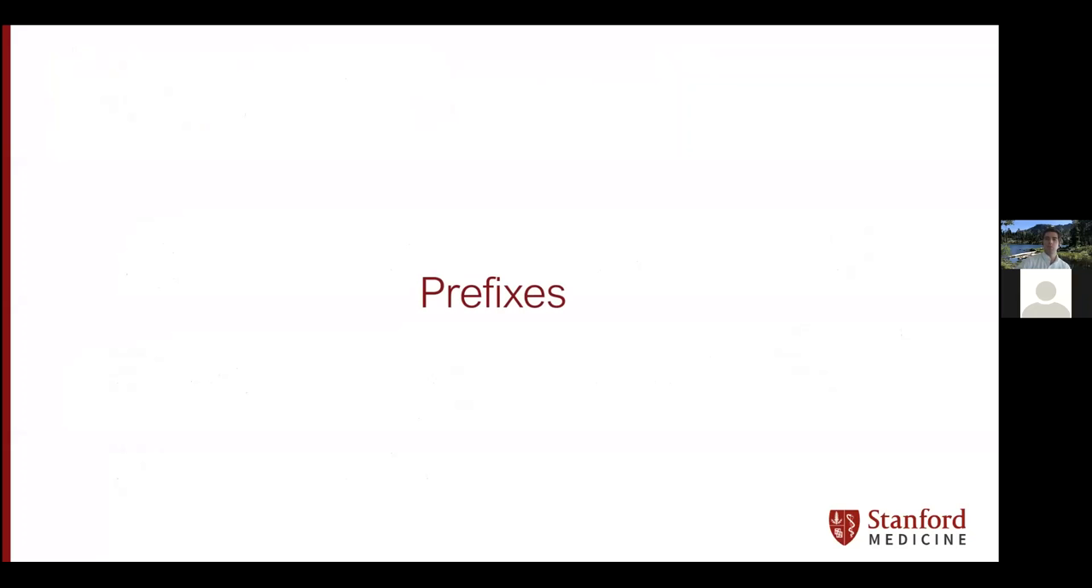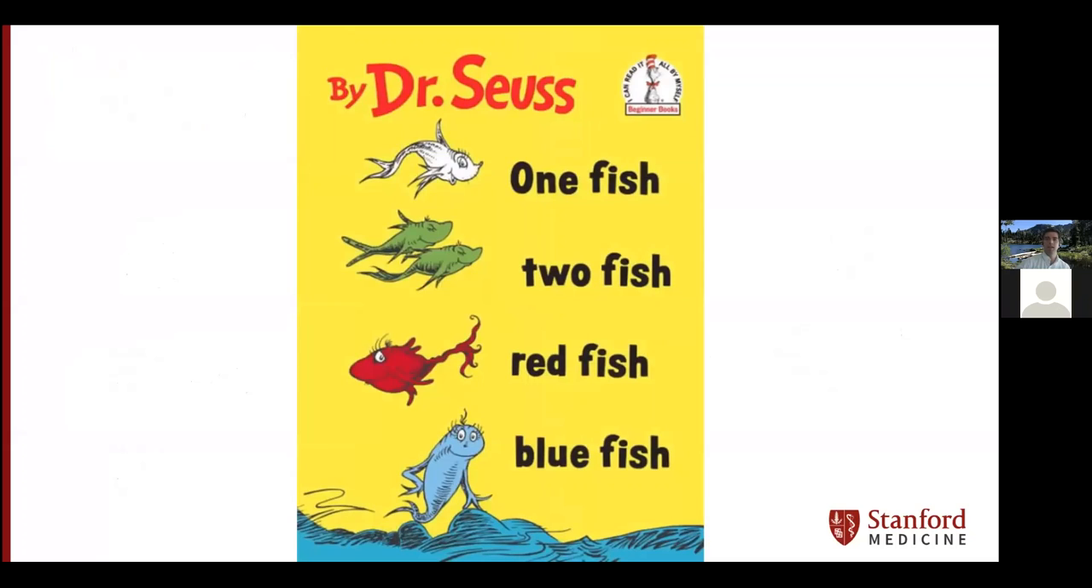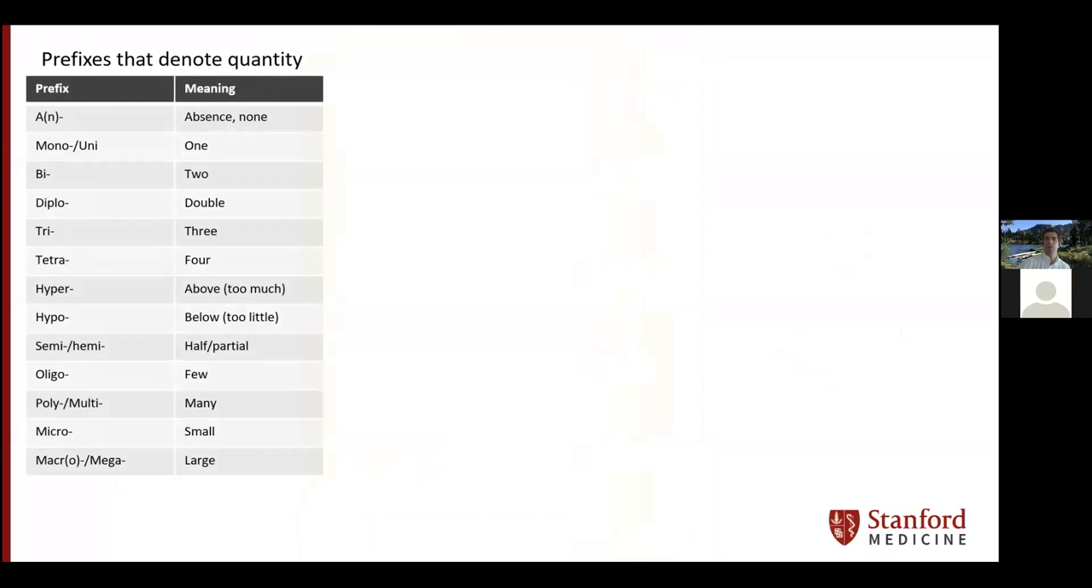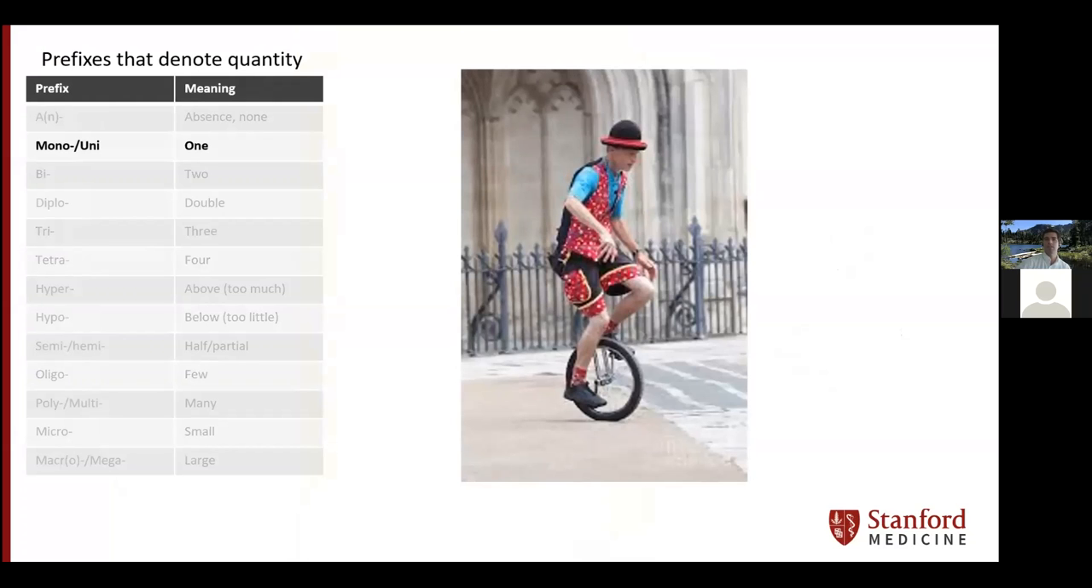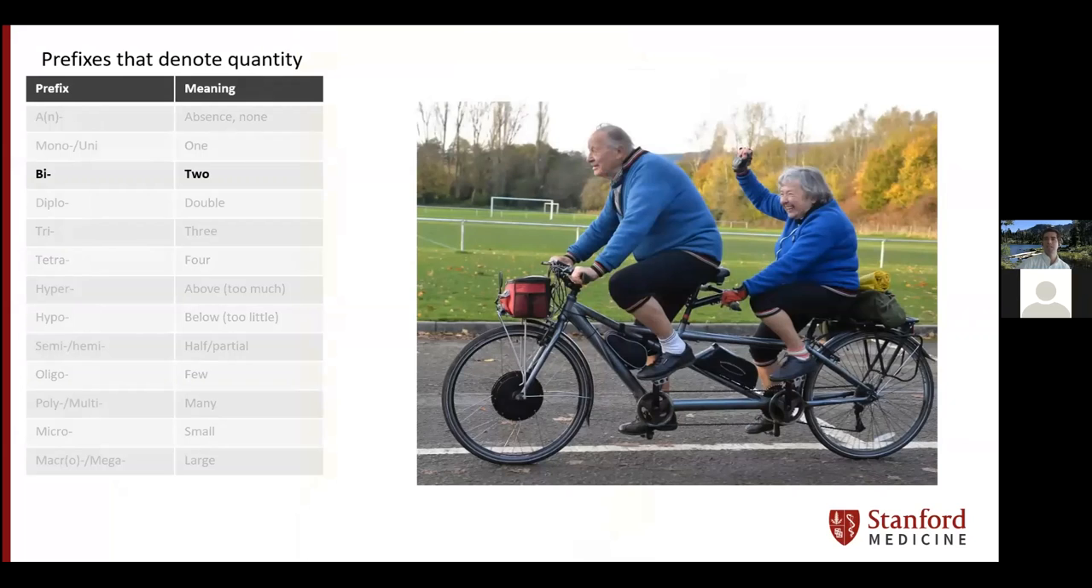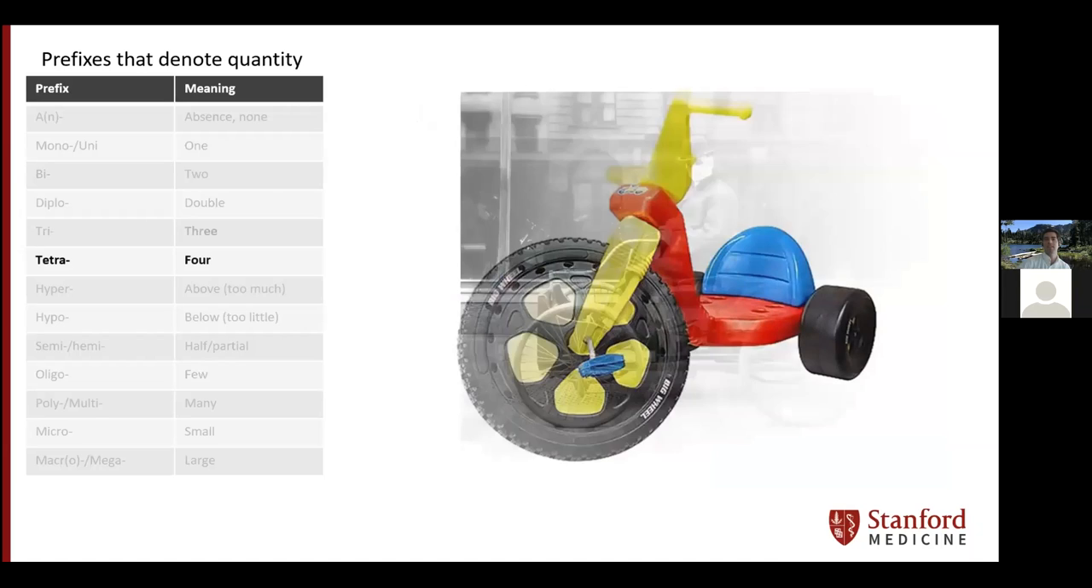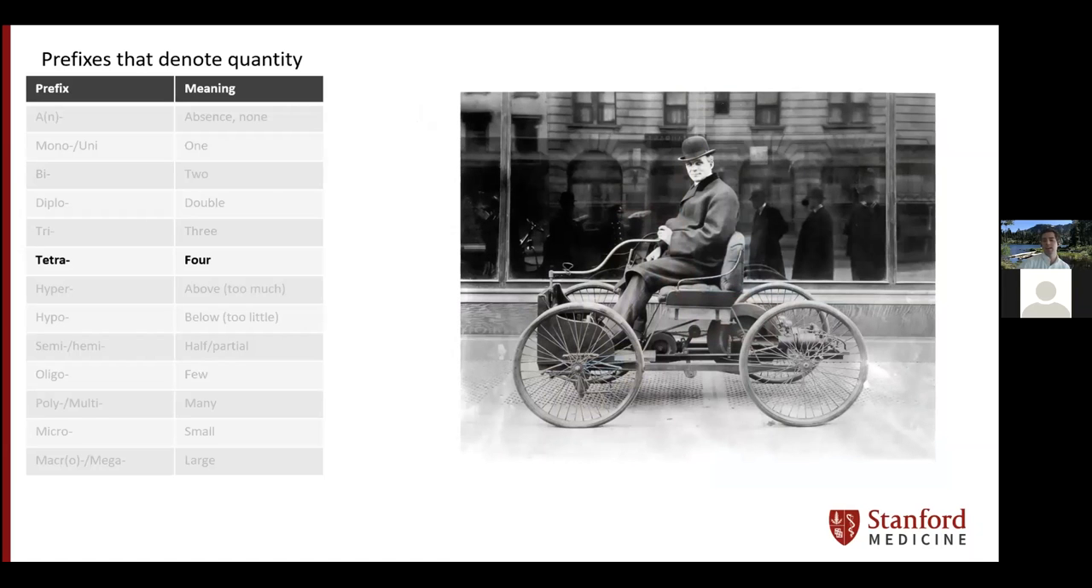So let's go ahead and start with prefixes. And when I hear prefixes, I always think of this Dr. Seuss book: one fish, two fish, red fish, blue fish, where they're just modifiers to the central piece. A lot of these denote quantity. So you can have a unicycle or a bicycle. I particularly love this one because that lady is so happy. You can have a tricycle. This is actually a quadricycle, but we're going to call it a tetracycle. The reason I don't include quad is because quad is actually a word root, whereas tetra is a prefix.